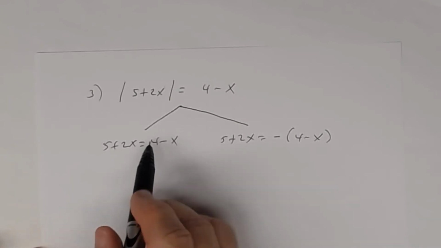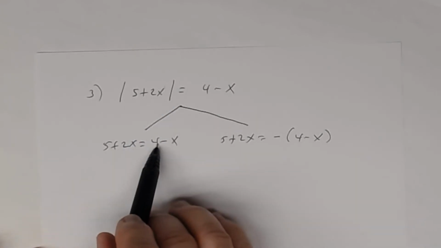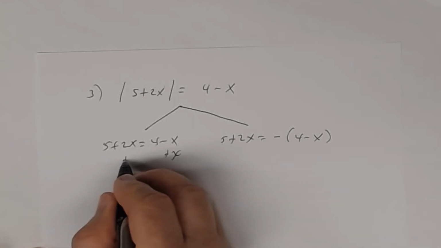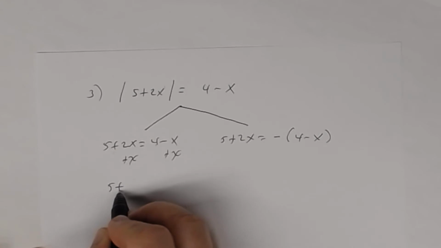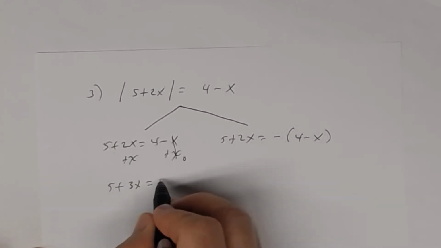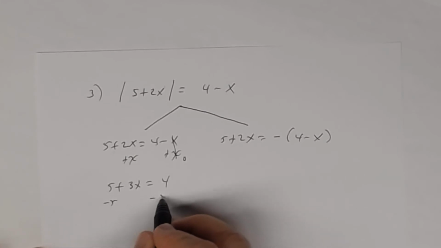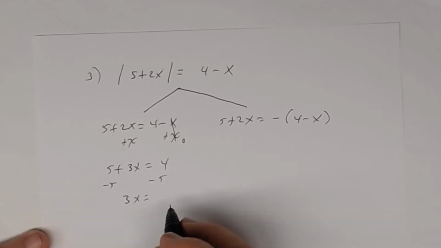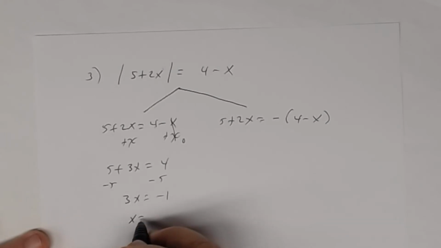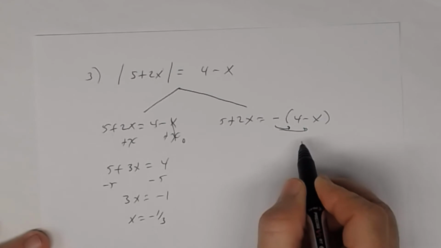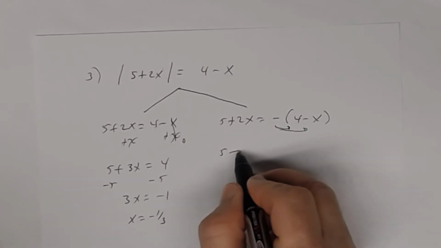So then notice I went from an absolute value equation to 2 linear equations. So I'm going to go ahead and add x to both sides. So I get 5 plus 2x and x is 3x equal, this is 0 and you're left with 4. Subtracting 5 from both sides, I get 3x equals 4 minus 5 is a negative 1, so x would be a negative 1/3.